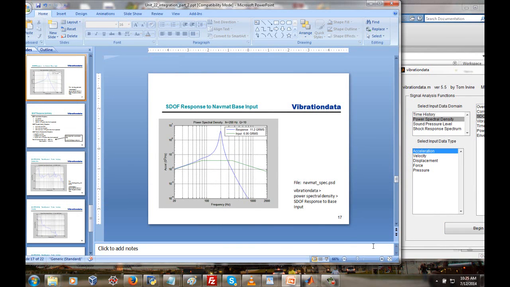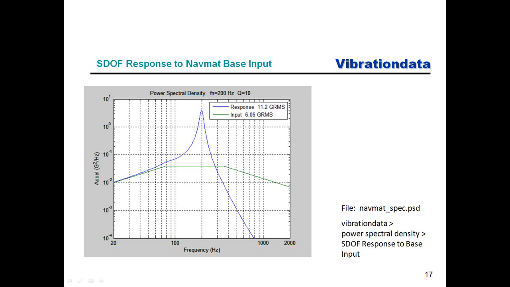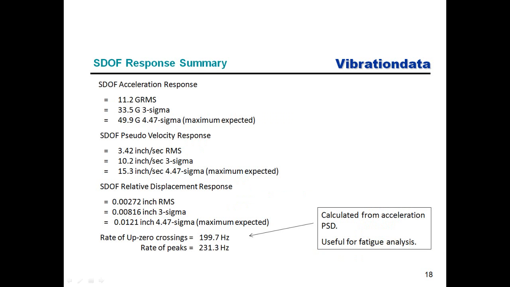Well, let's go back to our slides here. So here's our single degree of freedom response to our Navmat base input. Then we have our response summary statistics. You've seen these already, only here they're on a nice slide format with easier to read font.